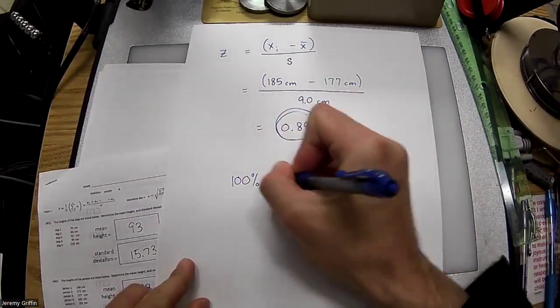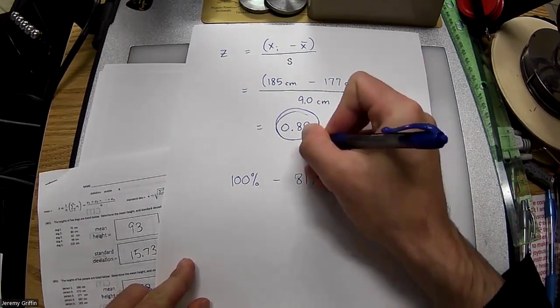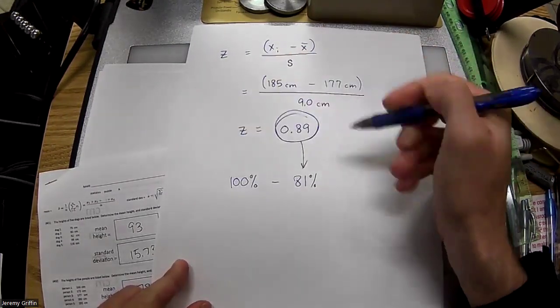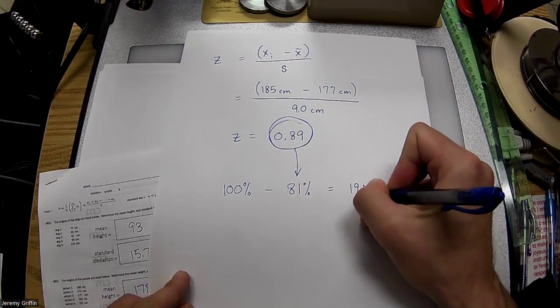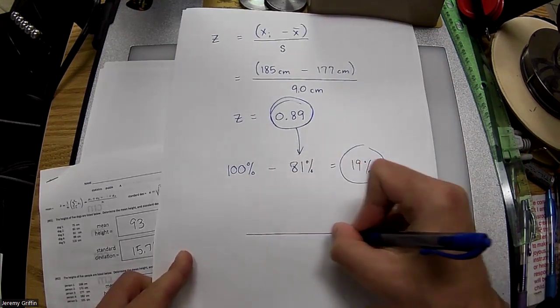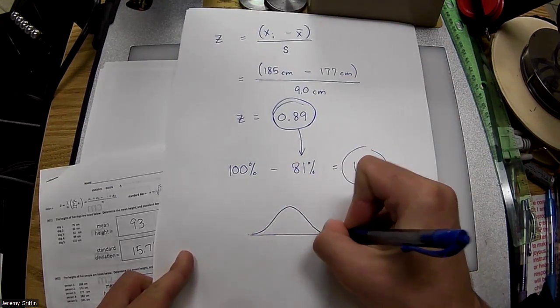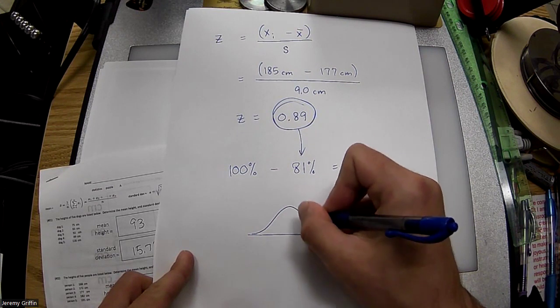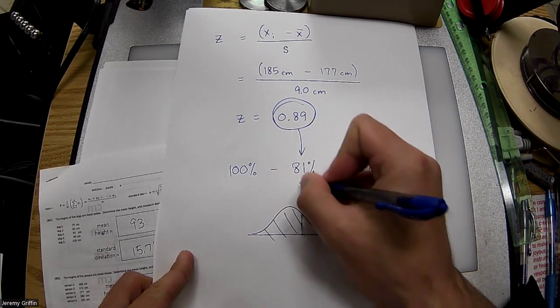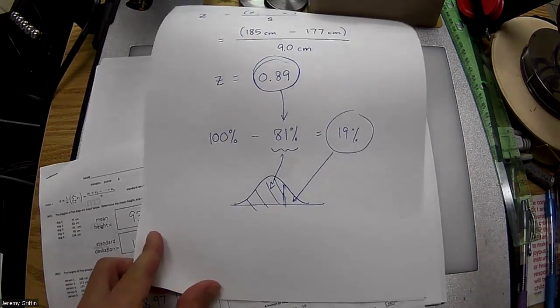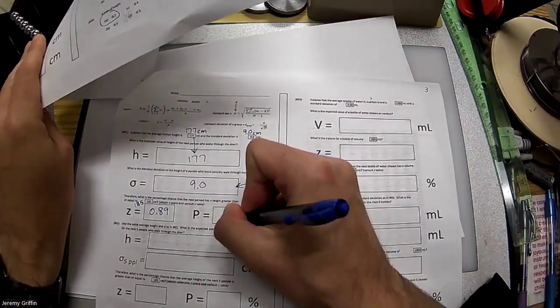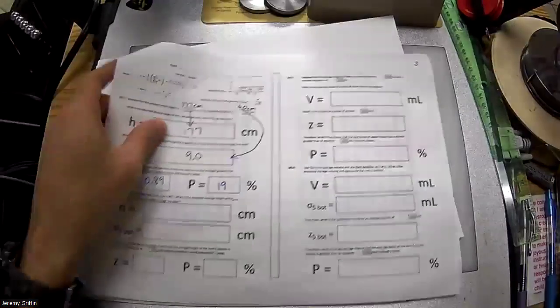So let's show you guys right here. I took 100%. I subtracted 81%, which I got from the Z table. I got a Z score of 0.89 that corresponded to 81%, rounding a little bit. And that tells me 19% is in that extreme tail. So this part's 81%, which means this tail right here is 19%. Guys got that? That's the answer to this question. 19% would be even taller than that. Okay, that looks about reasonable.